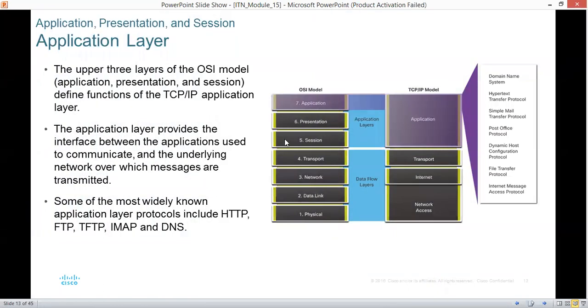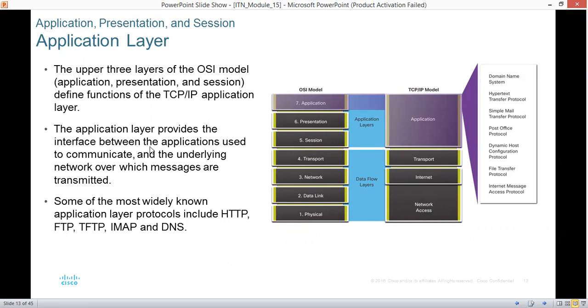Under the application layer, the best way to explain this is to bring out the OSI model side by side with the TCP/IP model. Once you do that, it goes a long way to help demonstrate the behavior of the application layer. The upper layers of the OSI model are the application, presentation, and session. Define the function of the TCP/IP application layer.